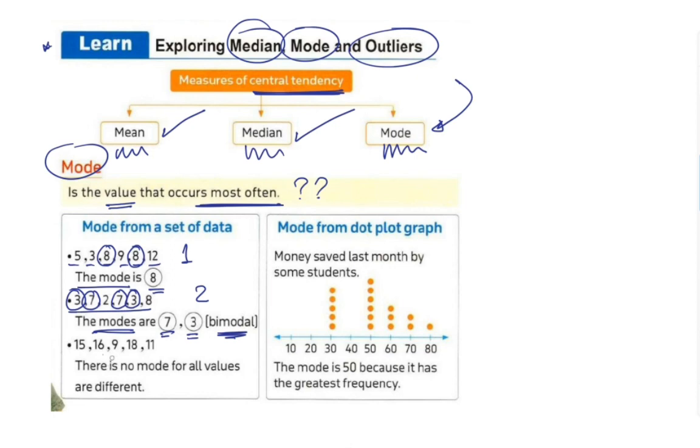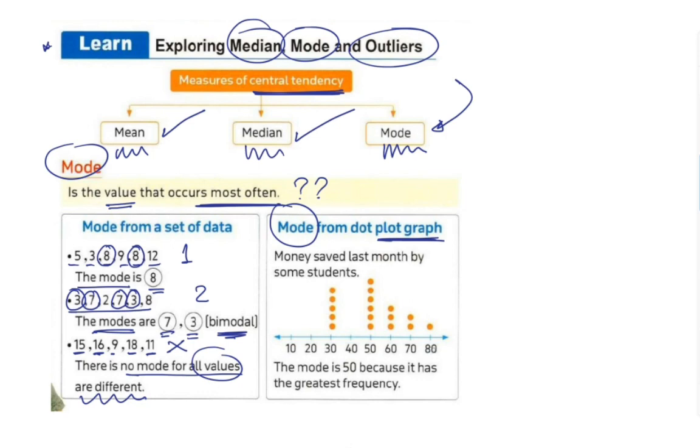Look here, 15, 16, 9, 18, 11. There is no mode here, no mode for these values. All of them are different values. Now I can find the mode from a plot graph. Look here, for this plot graph we have values from 10 to 80.